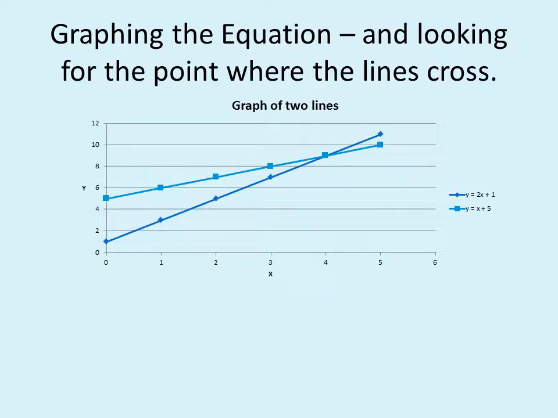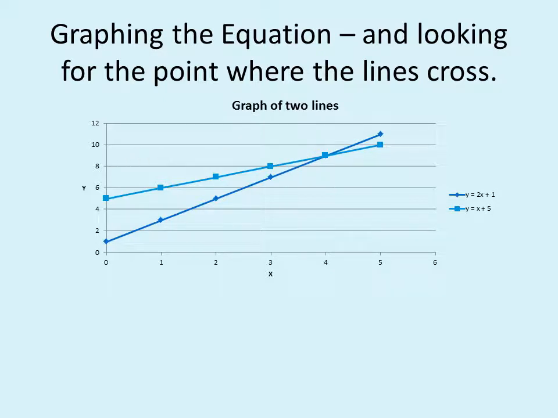Now that we've got our table with the two lines, we can just graph these lines. So here they are drawn on the graph using the points that we've actually found. We can now look at this graph and say, well, it's not that hard to see where the two lines are going to cross. They're going to cross right here at the point 4, 9.